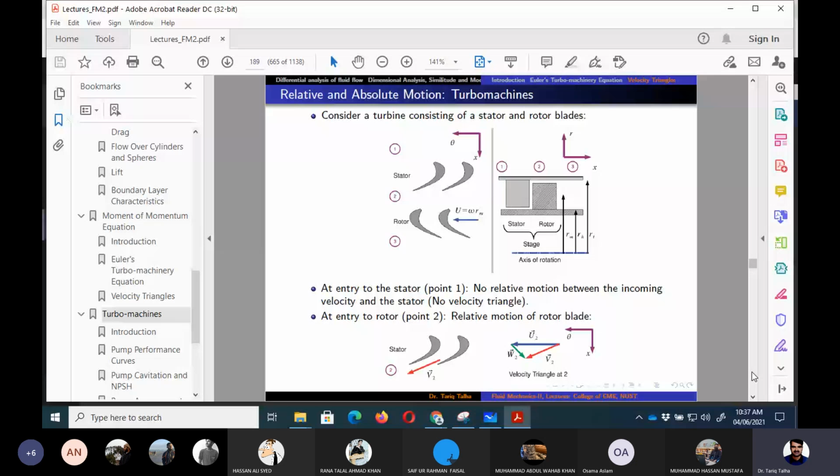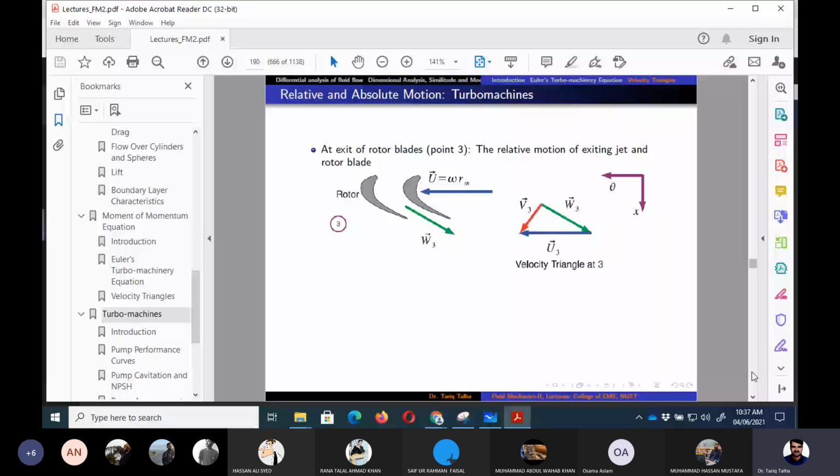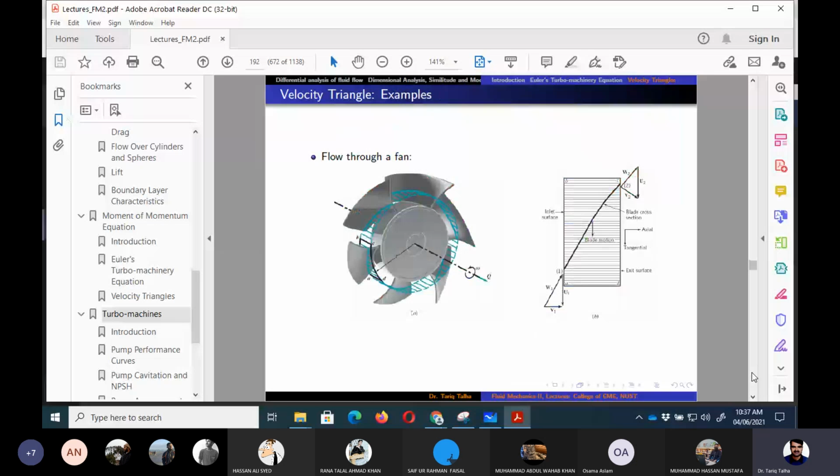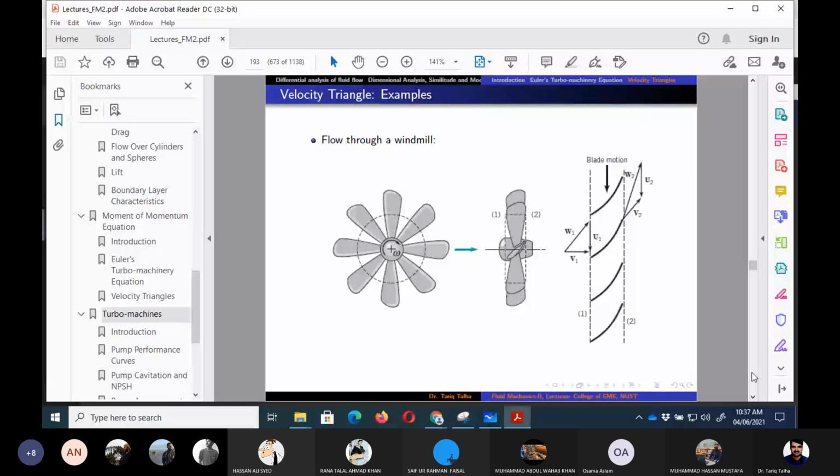Now we are going to formally start the turbo machines chapter. Is there any query from the last class which we had on Wednesday? You can ask me now, otherwise we can start the turbo machinery chapter, which is the last chapter for this course. It seems that everyone is happy with the understanding level we developed for the velocity triangle.